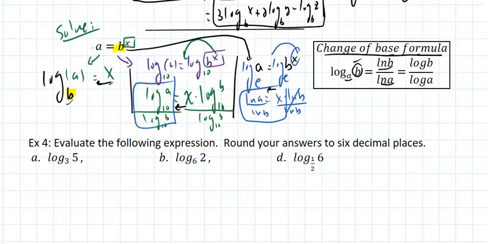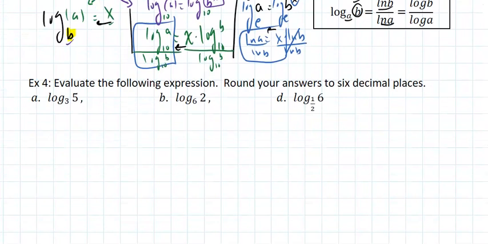So we're going to use this in the next example. Evaluate the following expression, rounding to 6 decimal places. So if I would like to find the log base 3 of 5, remember, this is asking what power do you raise 3 to get a 5? That's really what you're trying to solve. Well, let's see how that works. I like natural log because it's one letter shorter, but it's all the same. So this is natural log of 5 divided by natural log of 3.